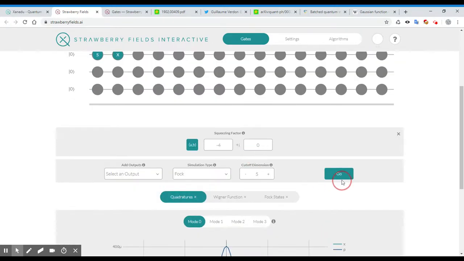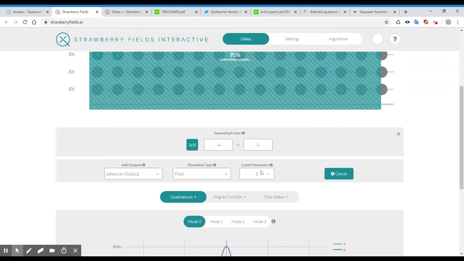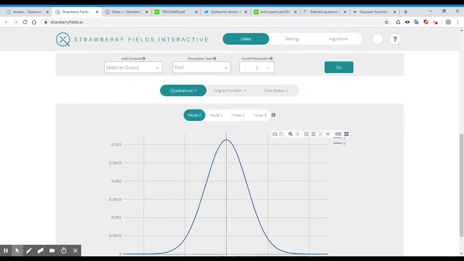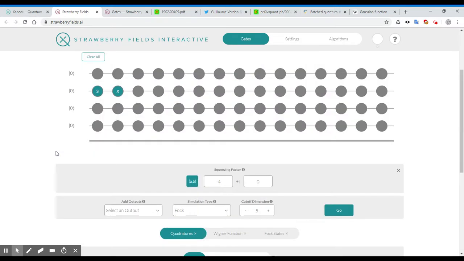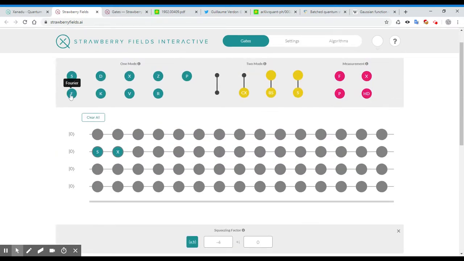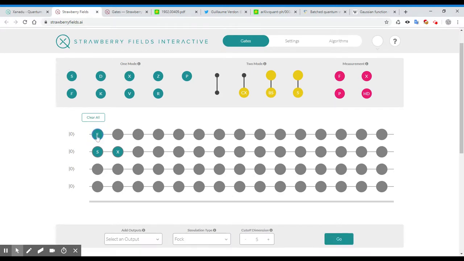Because if I don't do anything, this is what you've got. So you want a wide Gaussian. So how do you do that? How do you do that? Maybe with a Fourier transform.